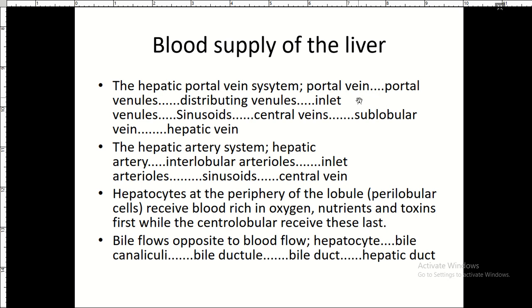And then from the portal vein, we're going to branch forming the portal venules and distributing venules, inlet venules. And then now we get into the sinusoids. Whenever we get into the sinusoids, where are we going? To the central vein. From the central vein, we form the sublobular vein, and lastly, we form the hepatic vein. So we are going to have about 2 or more hepatic veins that will join and drain into the inferior vena cava. You understand?